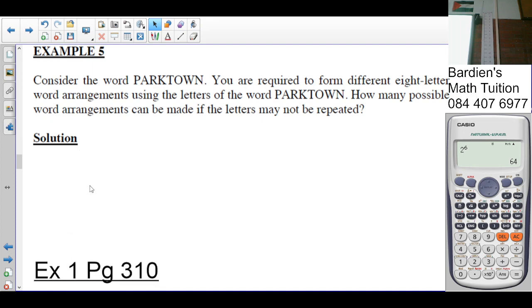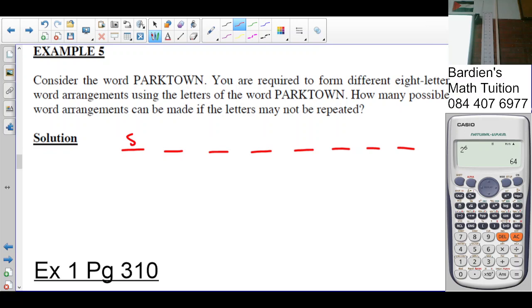Example 5, consider the word parktime. We have dealt with this before. You are required to form different 8-letter word arrangements using the letters from the word parktime. How many possible word arrangements can be made? The letters may not be repeated. This we've dealt with already. It's 8 letters.